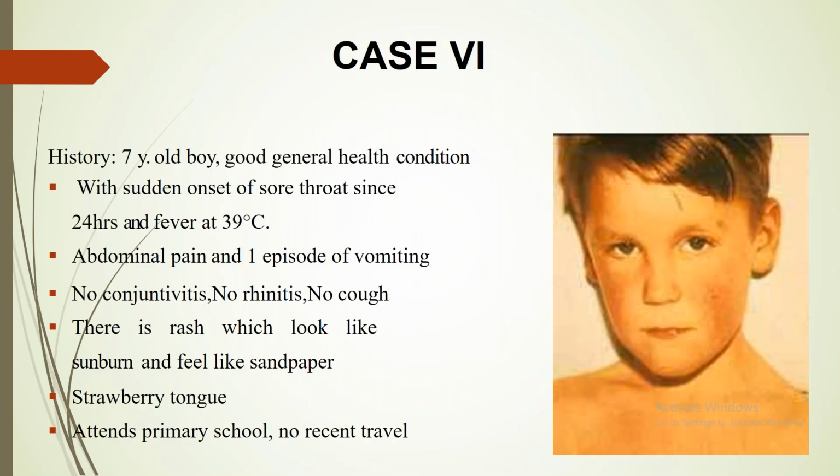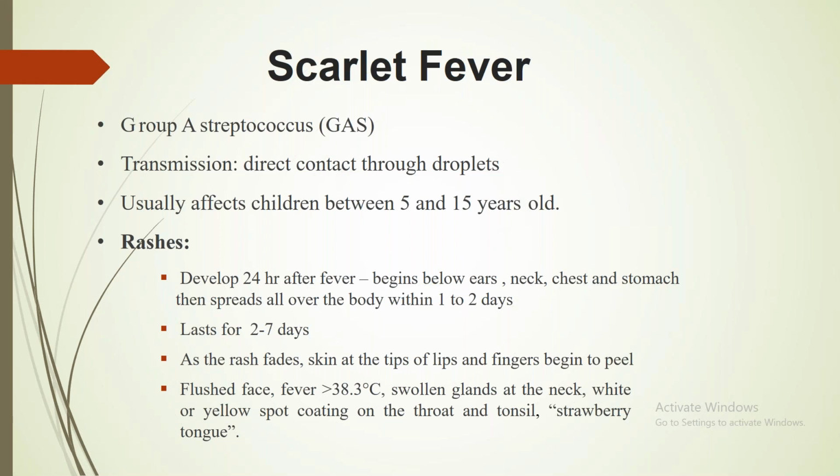Now, this is a case which you used to find earlier. Now these cases are a little less. The important and different point here is that they have a sandpaper appearance of rash. If you look at the cheeks and when we palpate them, they exactly feel like sandpaper. The initial symptoms are fever, vomiting, or abdominal pain, and then the appearance of rash, and this mostly occurs in slightly older children, mostly 5 to 15 years of age. This is scarlet fever, which is caused by group A streptococcus.